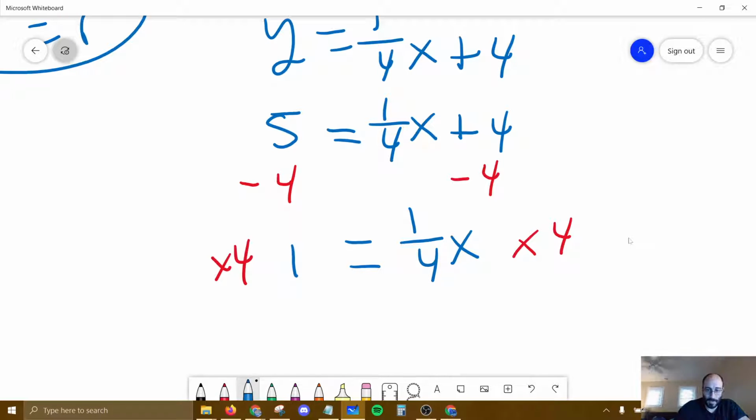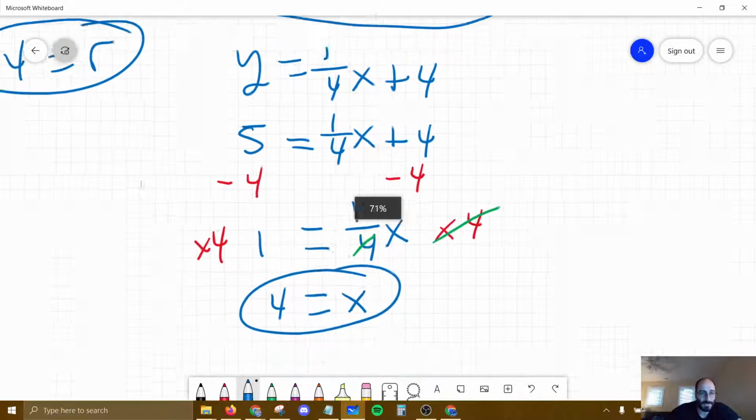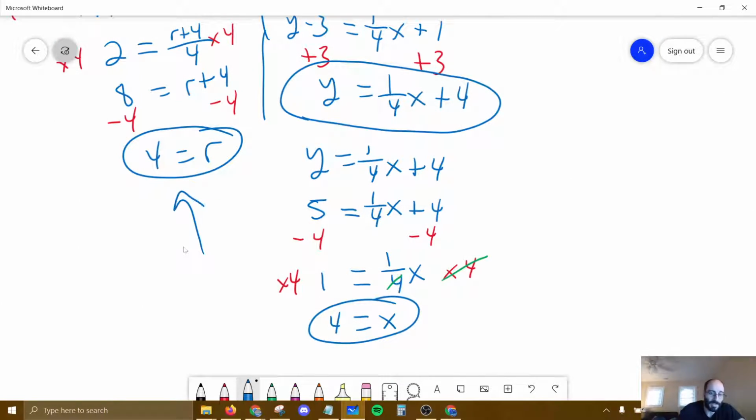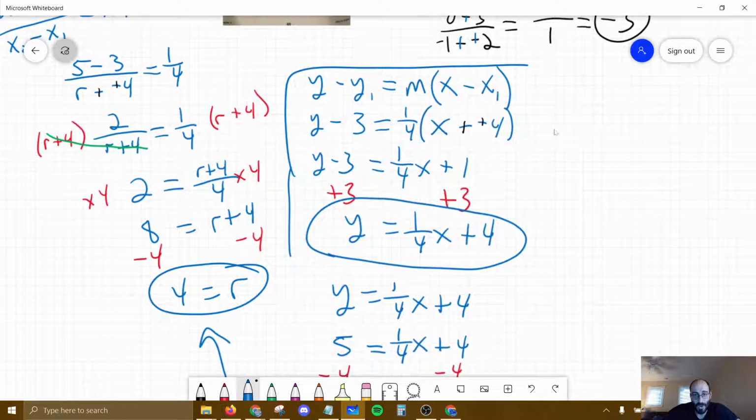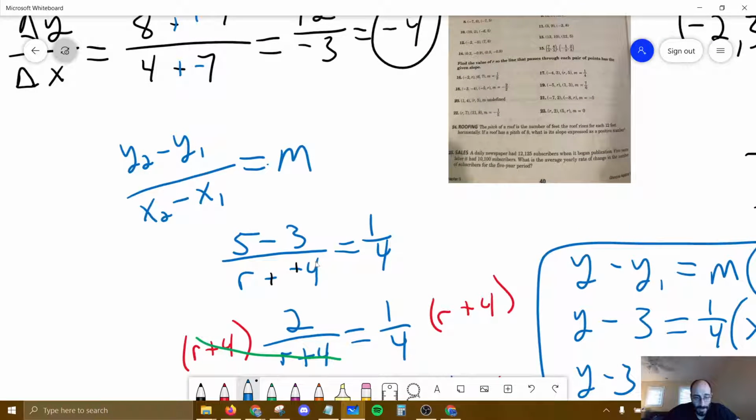Okay. When you do that, that 4 and that 4 cancel out. What you're left with is 4 times 1 is 4 equals x. X equals 4. So you saw no matter which way I did it, if I did it the first way, I got 4. If I did it this way, I got 4.